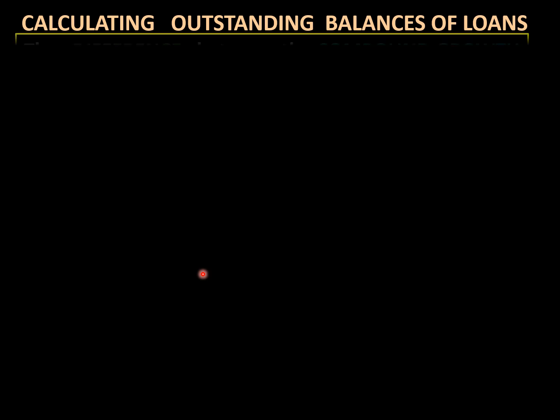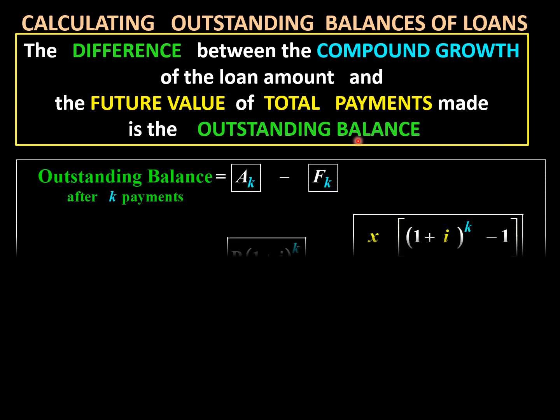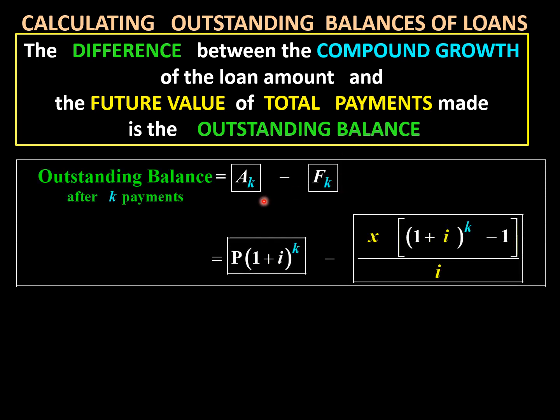Let's summarize what we have there. The outstanding balance is the difference between the compound growth of the loan amount and the future value of the total payments made. We can write this down in symbolic form. So the outstanding balance after K payments is this, the compounded growth of the bank's loan, minus this, the future value of all the payments. There's the formula for compound growth, and there's the formula for future values. We'll work that out separately, and then we subtract the two.